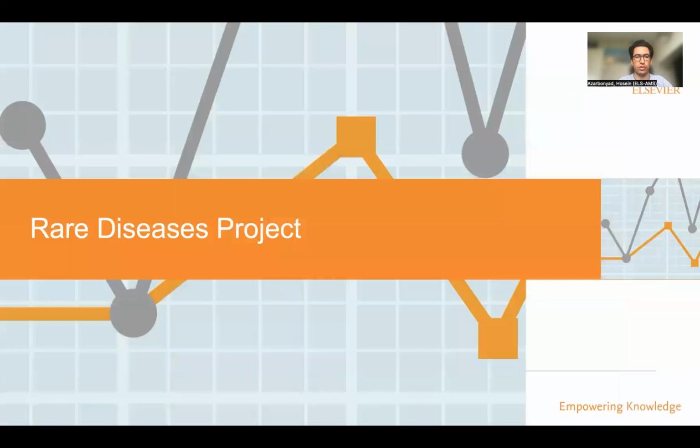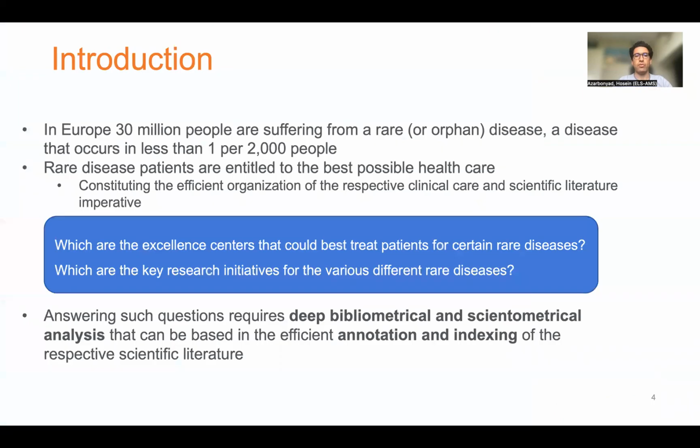Now, let's dive into this particular project, which is, as I said, on indexing articles with rare disease concepts. But why are we interested in indexing articles with rare disease concepts? In Europe alone, about 30 million people are suffering from a rare or orphan disease. And a disease is considered to be rare if it occurs in less than 1 per 2,000 people. This number is actually quite high, but obviously rare disease patients are entitled to the best possible care.